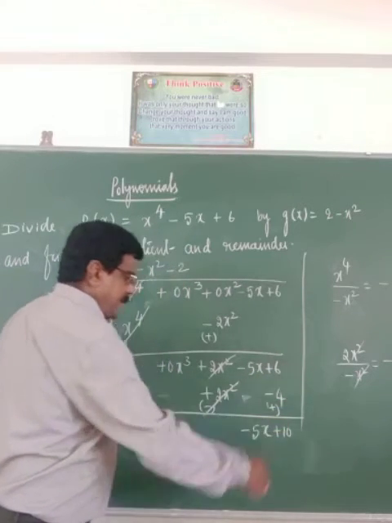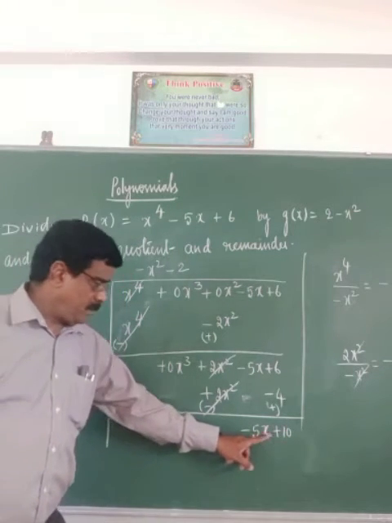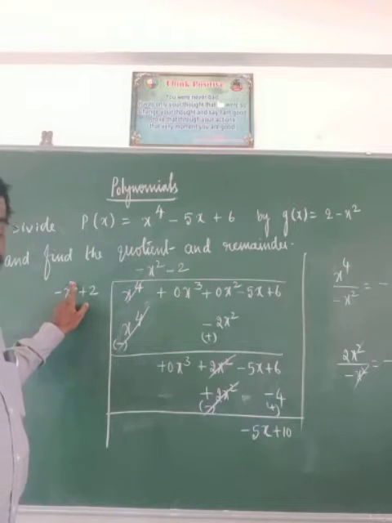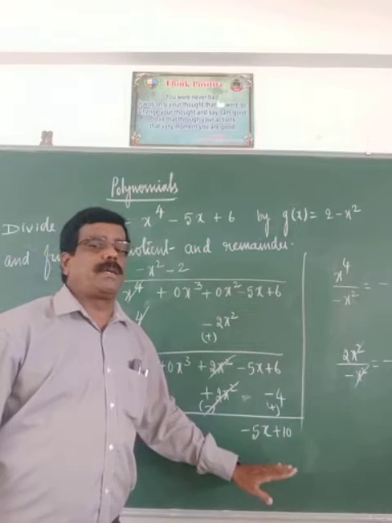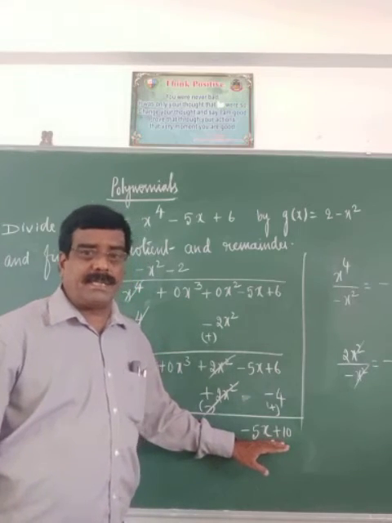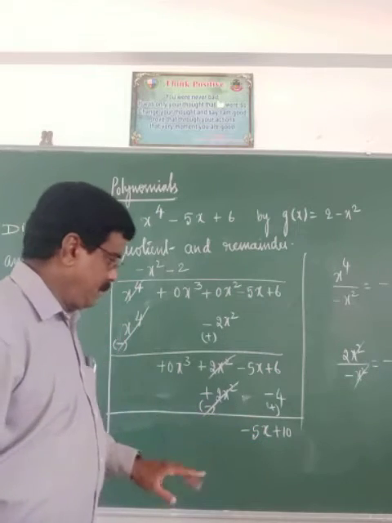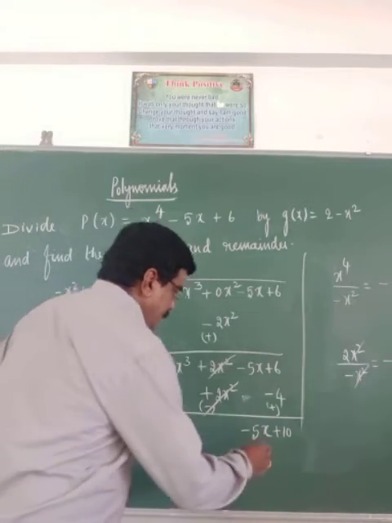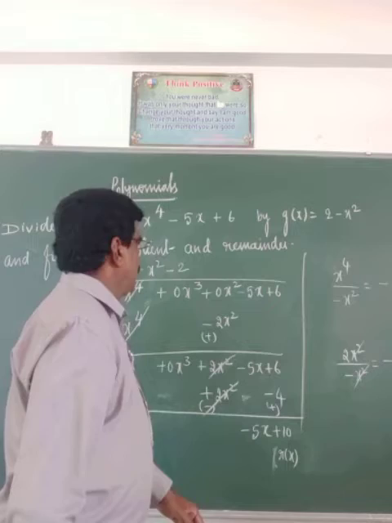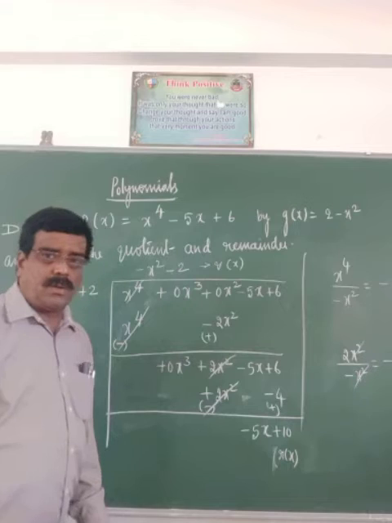It is plus 10. Now children, what is the degree of the polynomial here? You must know, degree is 1. Here the degree is 2. So this is the last step. You cannot proceed because refer to the condition: if the degree of R(x) is less than the degree of g(x), that's all. You cannot proceed. You have to stop at this step. This is the remainder R of x, and this is the quotient Q of x.